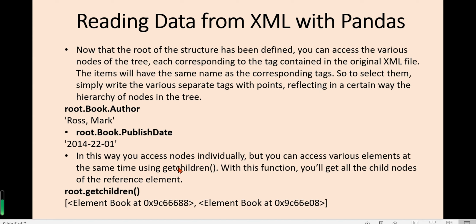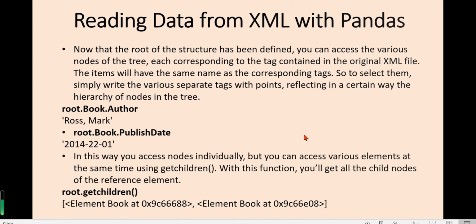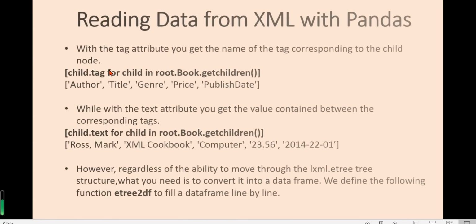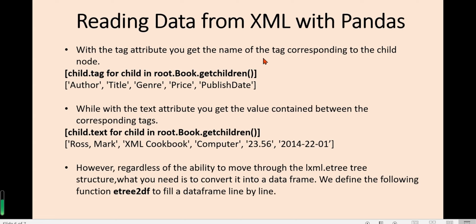In this way you access nodes individually, but you can access various elements at the same time using the getchildren function. With this function you get all the child nodes of the reference element. If we write root.getchildren, it will show the two book elements under this root. And with the tag attribute, you get the name of the tag corresponding to the child node.